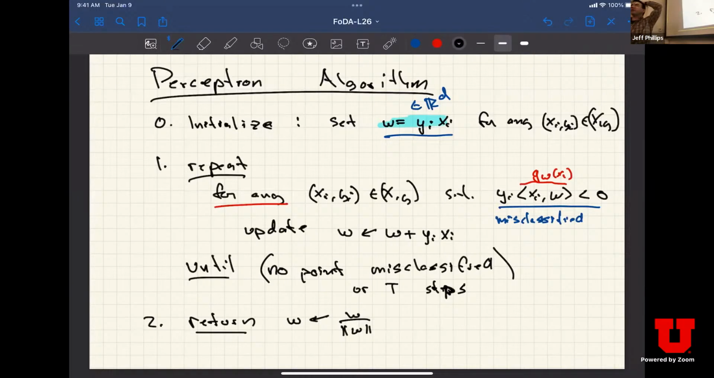There's a version of this algorithm where you always choose the most misclassified point, and you can have slightly stronger guarantees on that algorithm. You'll be able to guarantee that it not just finds a good classifier, but a nearly best good classifier. But we won't worry too much about that.